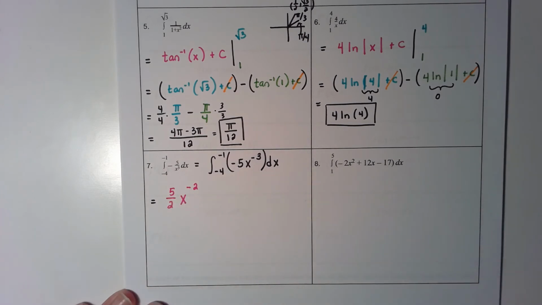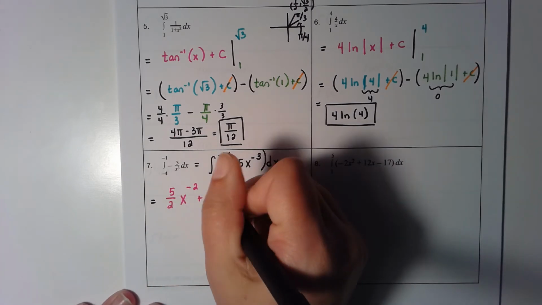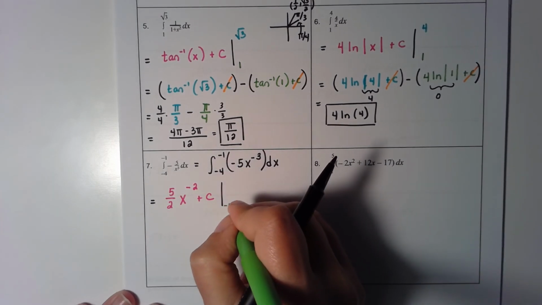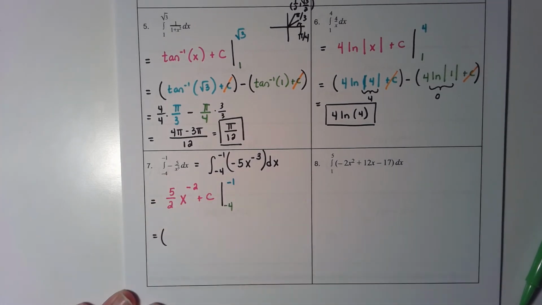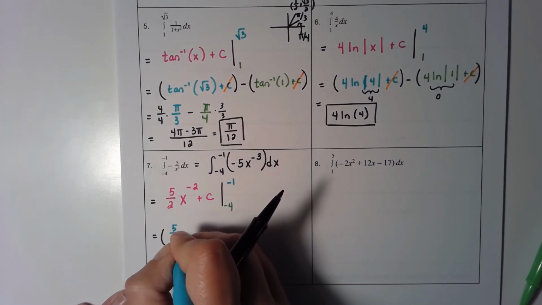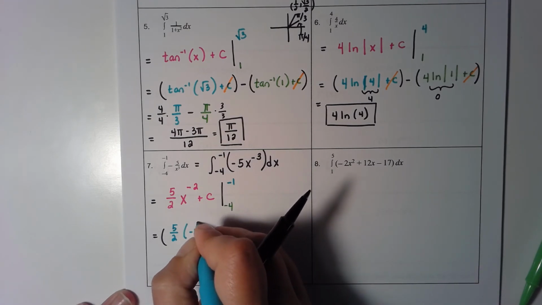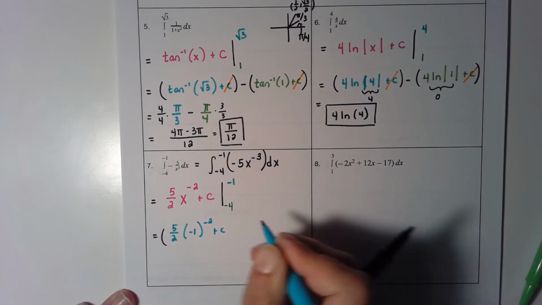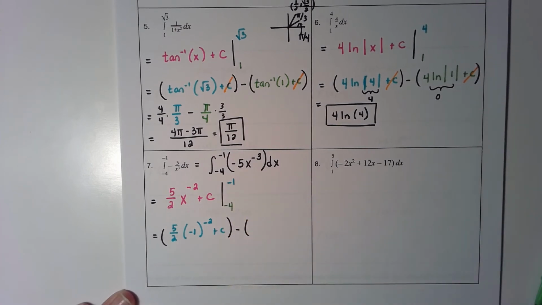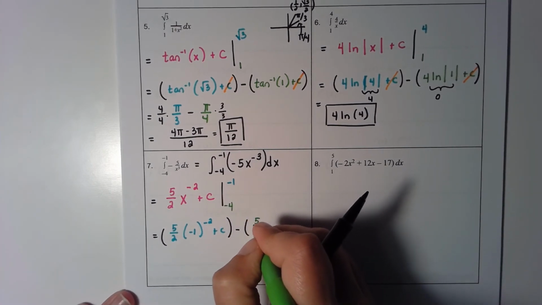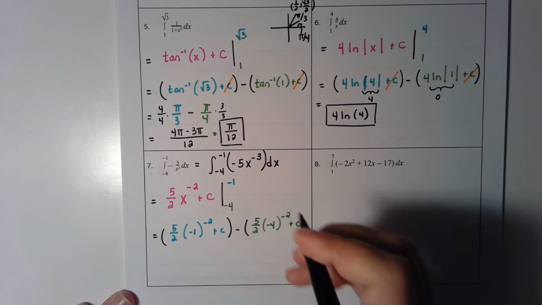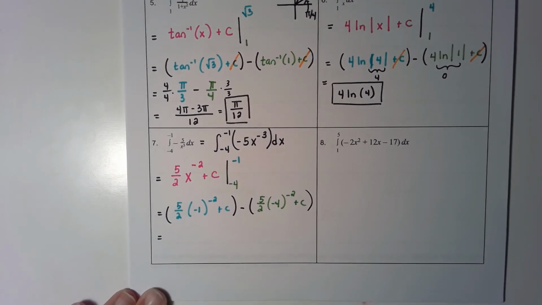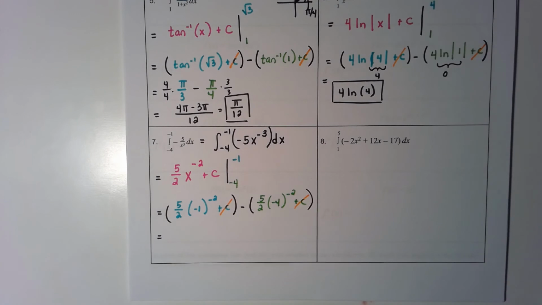gives me 5 over 2, plus c, evaluated between my lower bound, which is negative 4, and my upper bound, which is negative 1. When I substitute in my upper bound, I get 5 over 2 times negative 1 to the negative 2 power plus c. And then when I substitute in my lower bound, I have 5 over 2 times negative 4 to the negative 2 power plus c. Just like before, our c's are going to cancel. And so we need to now learn how to evaluate these negative powers.